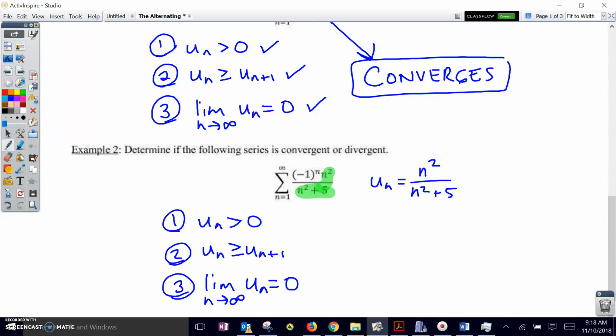Is that positive for all values of n, natural numbers? And yes, it is. This is positive for all those, so it passes that test. Now I'm going to jump right to test number 3 here. Instead of investigating the values of these, the limit as n goes to infinity of u sub n here, you should recognize that the limit as n goes to infinity of this fraction, with n squared in the numerator and n squared plus 5 in the denominator, you should recognize that as n goes to infinity, that in fact approaches 1. And so we've violated the third step, and therefore we know that this particular series diverges.